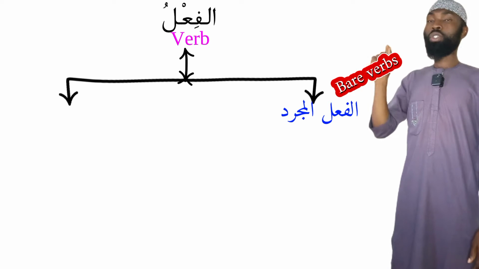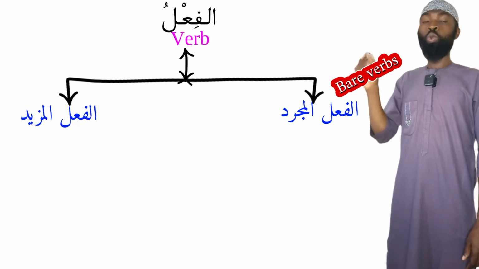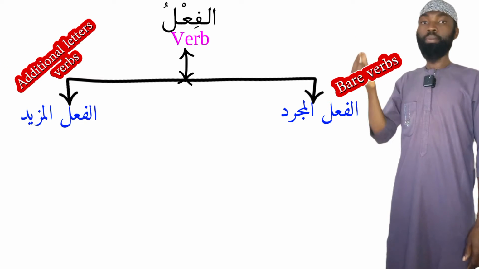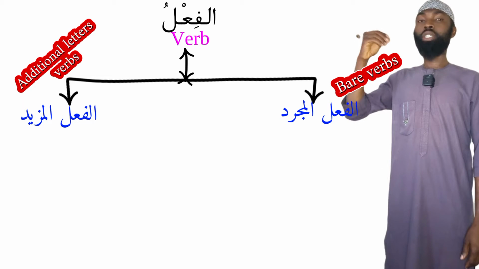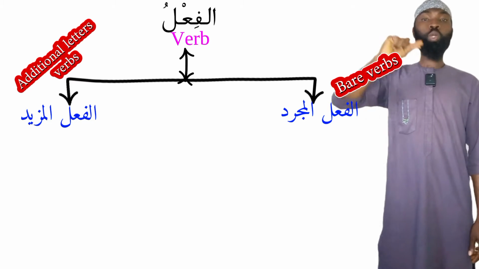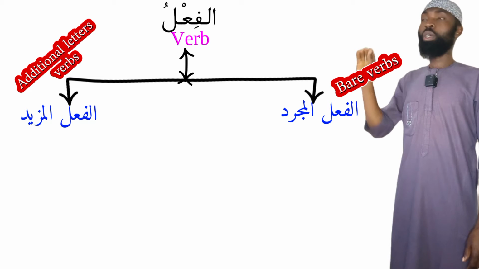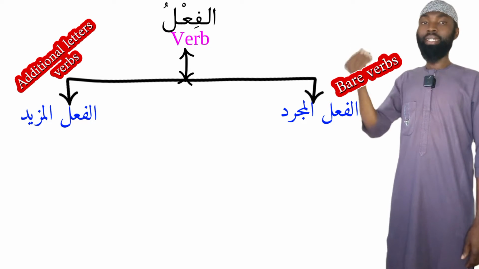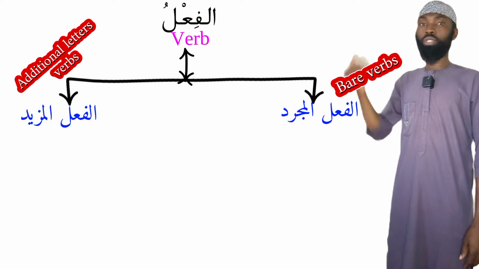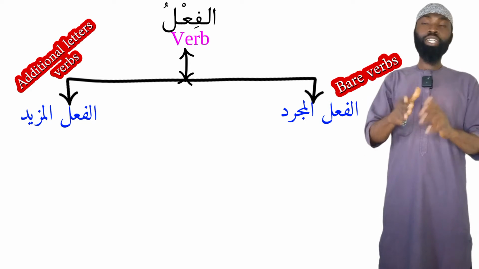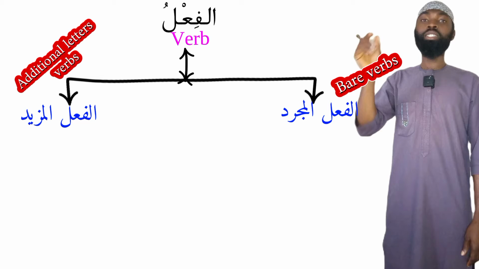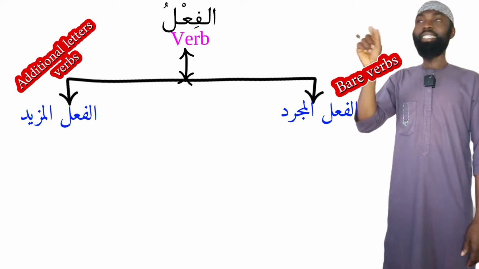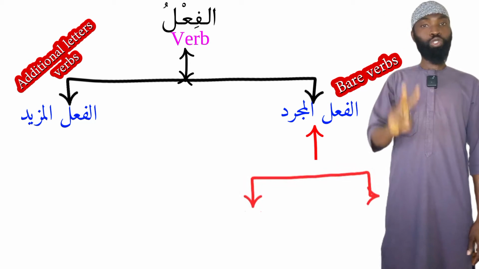The second category is called al-fa'ilu al-mazid, which means the additional verbs. Verbs which have additional letters being added to their root letters. These verbs also have their root letters, but now some letters have been added as an increment and addition to them. Now coming back to al-mujarrad, al-fa'ilu al-mujarrad, which means the bare verbs, this is subcategorized into two.